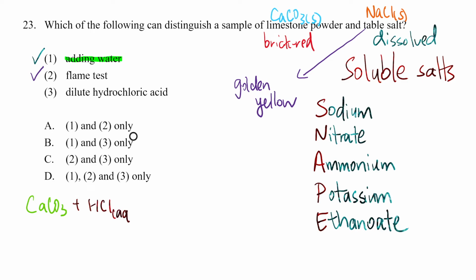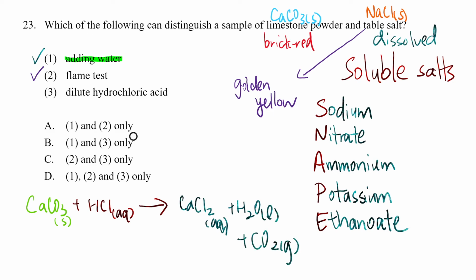So here this is aq, and here this is solid. What does it form? It forms calcium chloride, water, and our main character here, carbon dioxide. So it gives off colorless gas bubbles due to the presence of carbon dioxide. And let me go ahead and balance it. There should be 2 HCl here. So of course, definitely the third one also can be used to distinguish the two. The answer would thus be D.